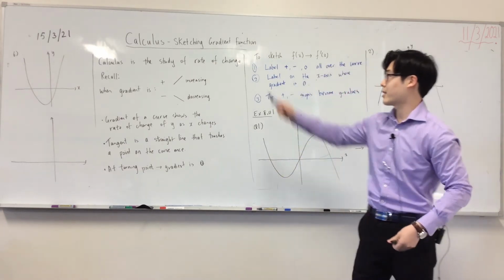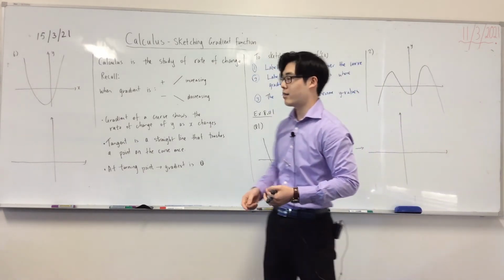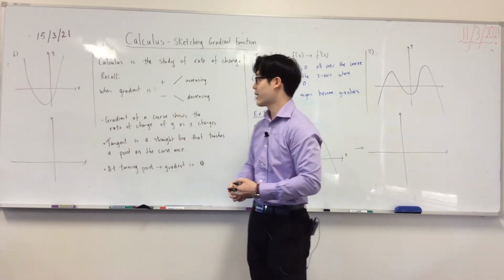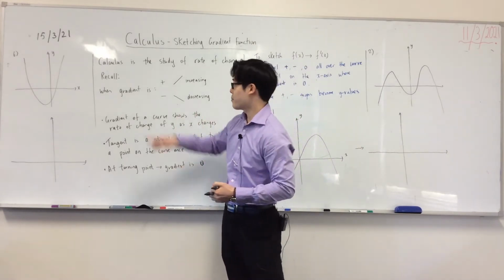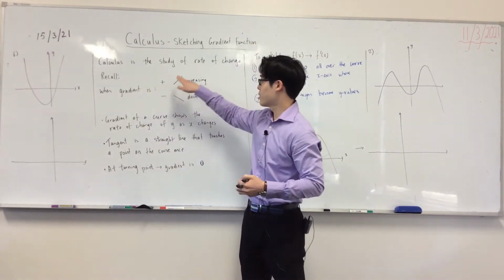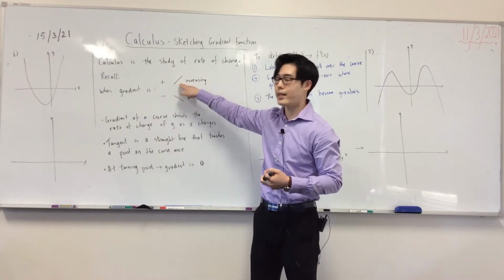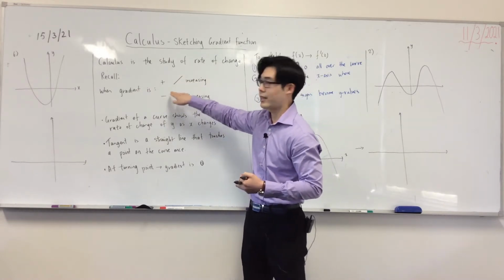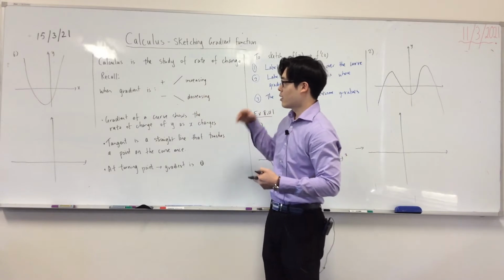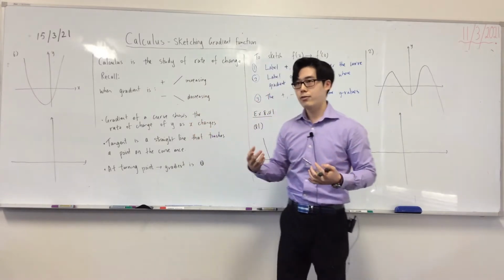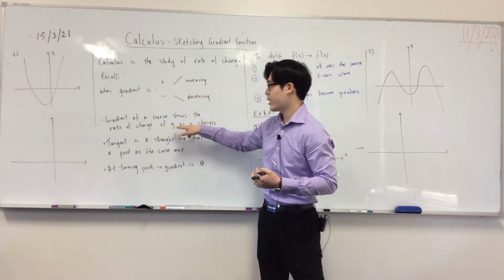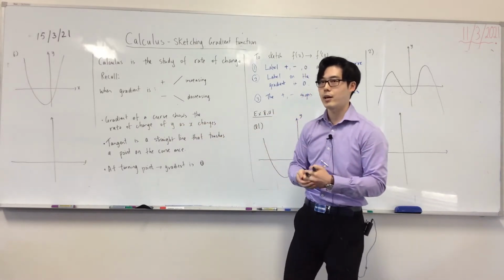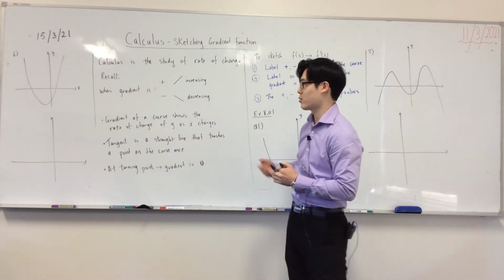Calculus is basically the study of rate of change, and gradient is the rate of change. Just to recap, if the gradient is positive, it means something is increasing. If the gradient is negative, so if the line is going this way, it's decreasing. The gradient of a curve shows the rate of change of y as x changes. I'll explain what that means in more detail when I actually do the question.